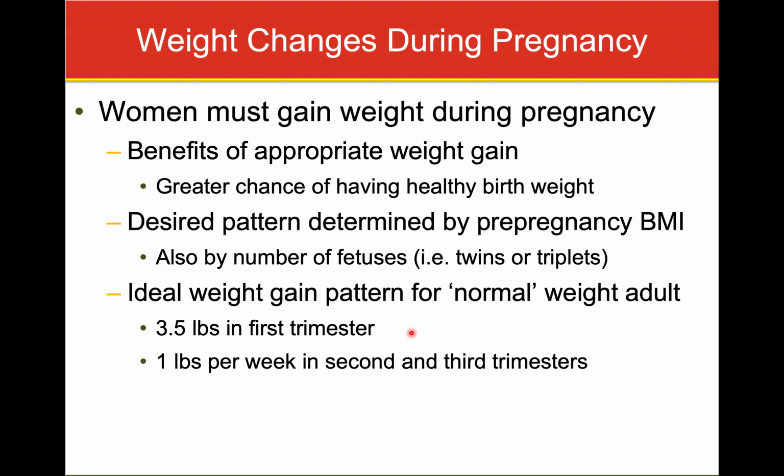Lastly, the ideal weight gain pattern for a normal weight adult, so somebody who falls in this normal BMI range, in quotations, normal always. For the first trimester, weight gain of 3.5 pounds is expected, and then from there on out, 1 pound per week.